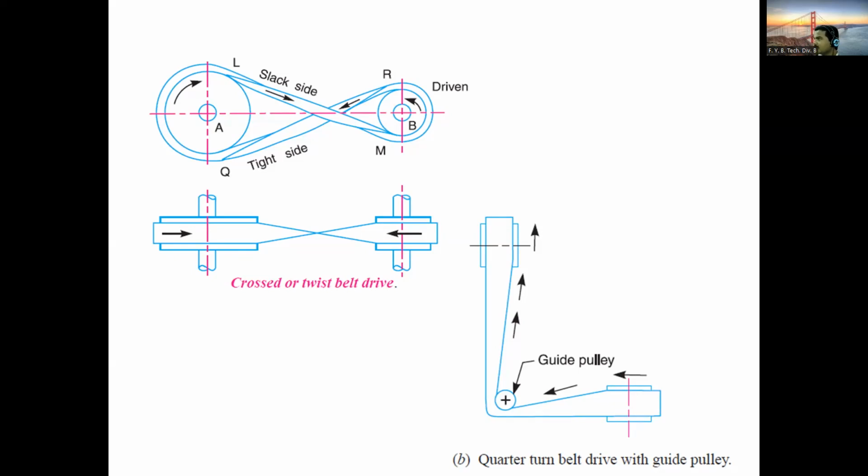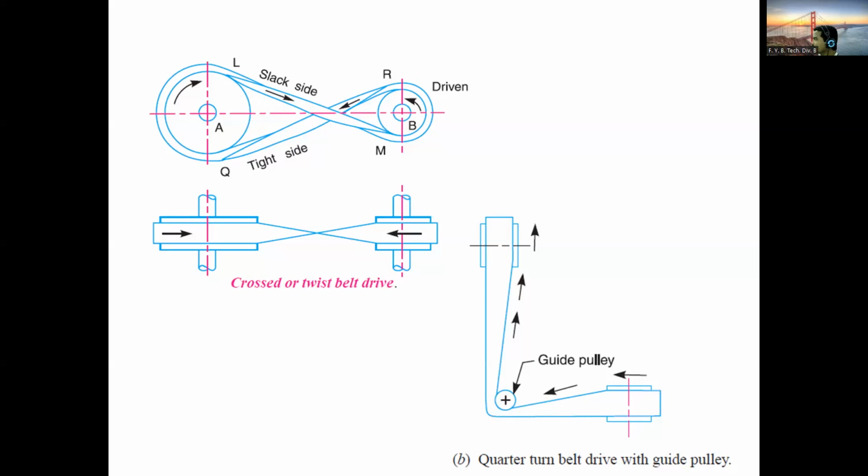If both the pulleys are rotating in the same direction, we prefer the arrangement open belt drive. If both the pulleys are rotating in the opposite direction, we prefer cross belt drive. So this is one difference we can share or we can tell.